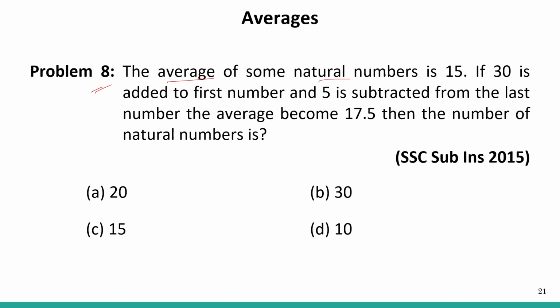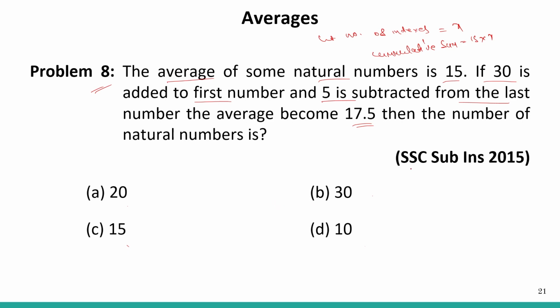So the average of some natural numbers is 15. If 30 is added to the first number and 5 is subtracted from the last number, the average becomes 17.5. Okay, so the number of natural numbers is it 20, 30, 15 or 10? So the average of some natural numbers is 15. Okay, so let the number of natural numbers be x. So cumulative sum is equal to 15 into x, right? So if 30 is added to the first number and 5 is subtracted from the last number, the average becomes 17.5. Okay, then the number of natural numbers is what?